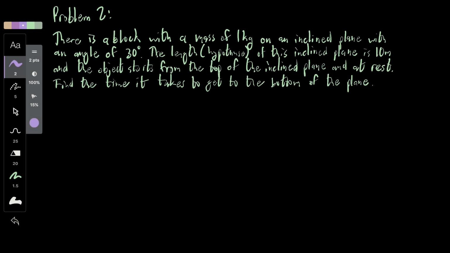Over here, we have our second problem. This problem states there is a block with a mass of 1 kilogram on an inclined plane with an angle of 30 degrees. The length, the hypotenuse of this inclined plane, is 10 meters, and the object starts from the top of this inclined plane, and this object also starts at rest. Find out the time it takes to get to the bottom of the plane.